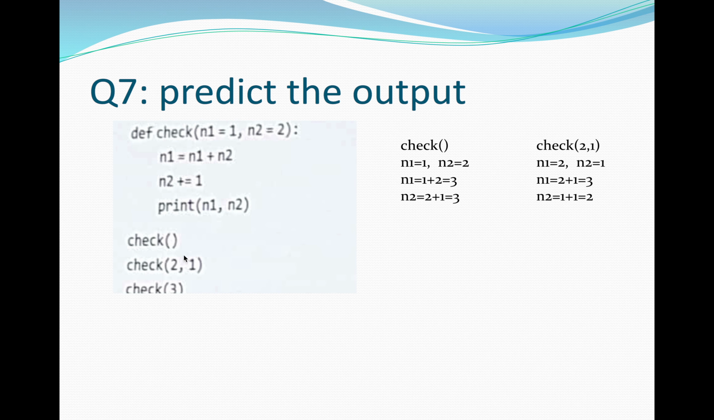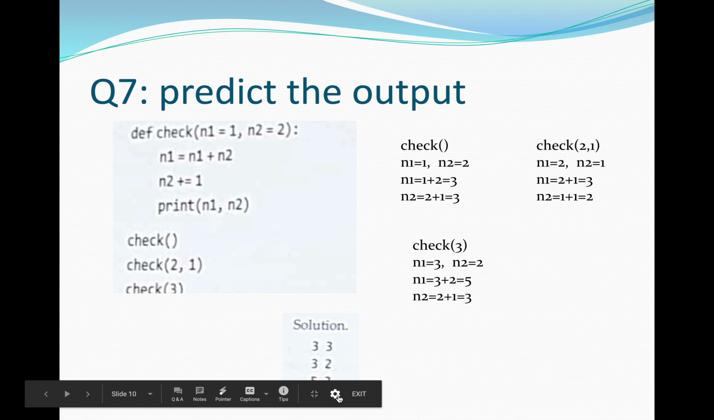Then last case, check 3, only 1 value is passing. So this value is passed to n1, not to n2. So 3 is passed to n1. Again calculating the values, we are getting n1 equal to 5 and n2 equal to 3. So the solution is 3, 3, 3, 2 and 5, 3.